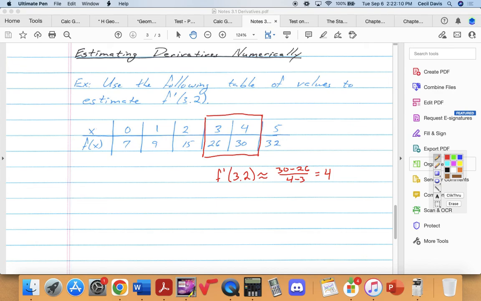And it could be because we think, oh, well, this is going up the whole time. What if between 3 and 4, it went up to 4 billion and then back down to 30, right? My slope at 3.2 is probably not at all 4. But again, given what we have, this is the best estimate that we can give. It may be a great estimate. It may be the worst estimate ever. Okay?